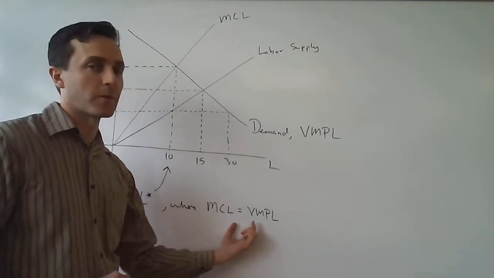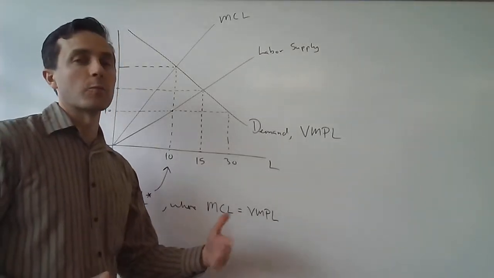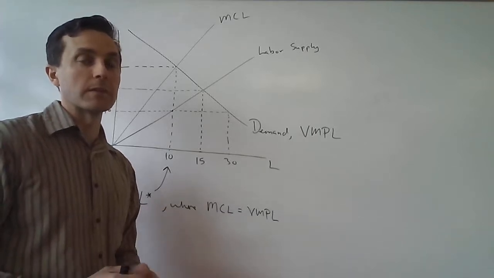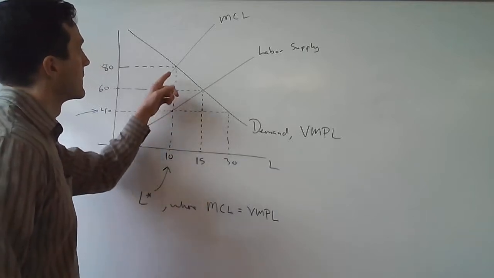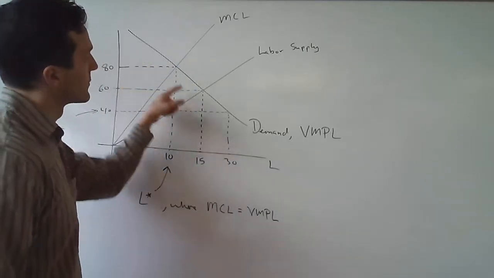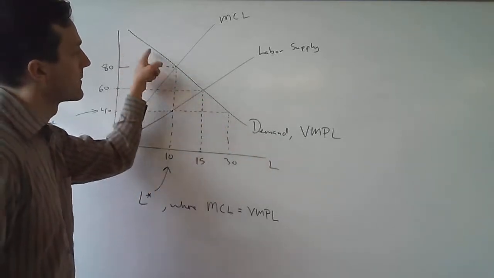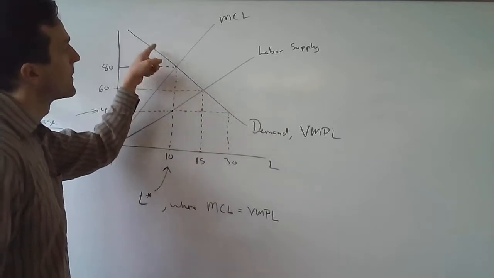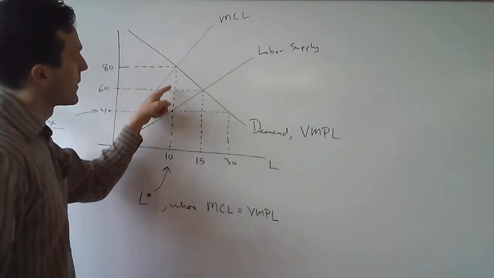At that point, if the firm goes beyond it, the firm will be paying more for labor than what the labor is worth to them. And so it would not want to go beyond that point. So that point happens to be here, where marginal cost of labor is equal to the value of the marginal product of labor. Here's the value of the marginal product, same as demand, they coincide at the same curve. And here's the marginal cost of labor. They cross at this point here.